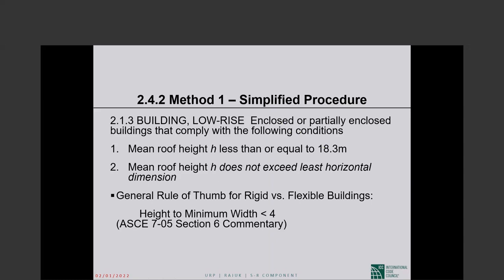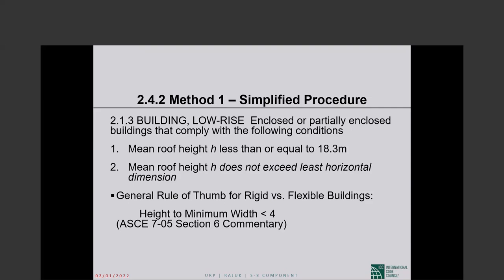Mean roof height is less than 60 feet, 18.3 meters. It is also less than the minimum plan dimension. So if the minimum plan dimension is 40 feet, the height cannot exceed 40 feet. Okay, so it's an enclosed or partially enclosed building, mean roof height not exceeding 60 feet, nor exceeding the minimum plan dimension. Very important definition, low rise.